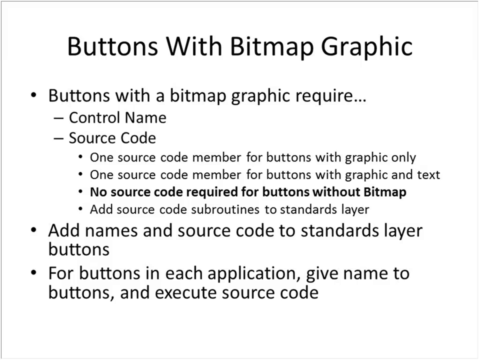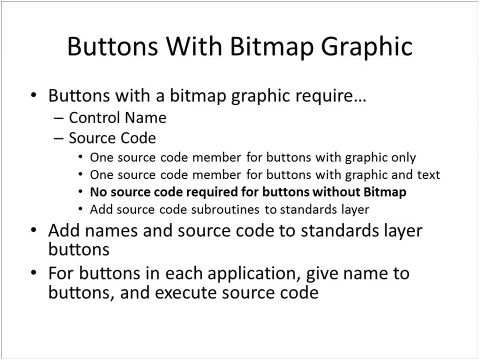So this is easy to do. Basically, you're going to go into your standards layer and add a couple of subroutines. Each subroutine is going to execute some source code depending on whether or not your button has a graphic and text or just a graphic. Now, if your button does not contain a graphic and it's just text only, you do not need to execute any source code in order to implement that button as a native Windows button.